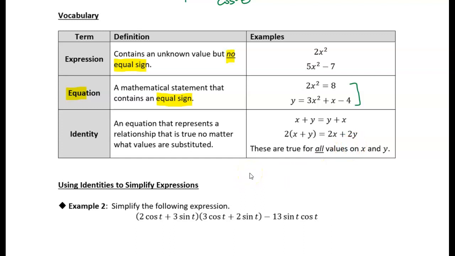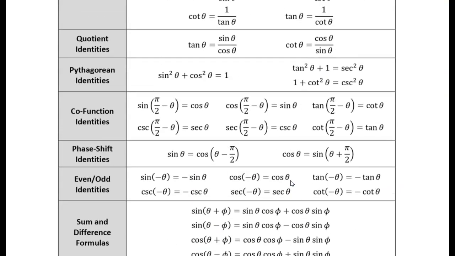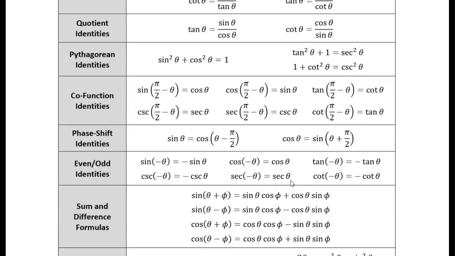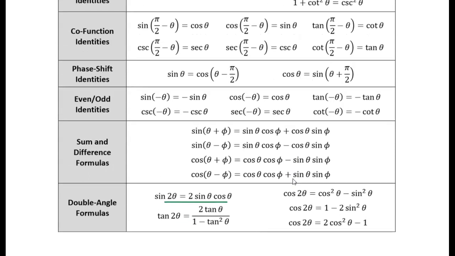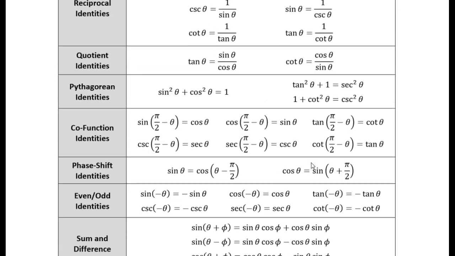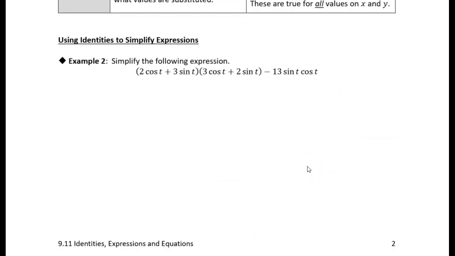All right, so let's take a look at using the things we have up here that I called identities. They all have equal signs in them, and they're true for all values of theta and in some cases phi. So these are identities, and we're going to start using them. Let's use identities first of all to simplify expressions.